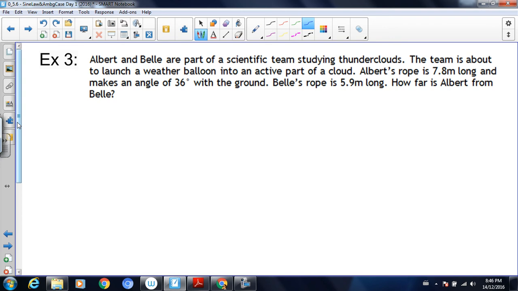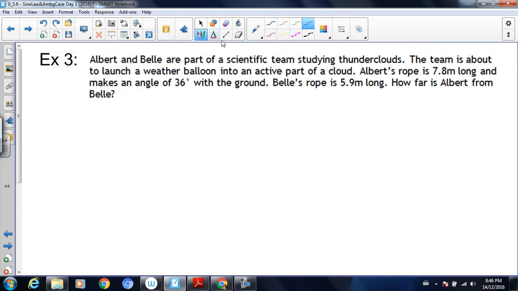Albert and Bell are part of a scientific team studying thunderclouds. The team is about to launch a weather balloon into an active part of a cloud. Albert's rope is 7.8 meters long and makes an angle of 36 degrees with the ground. Bell's rope is 5.9 meters long. How far is Albert from Bell?